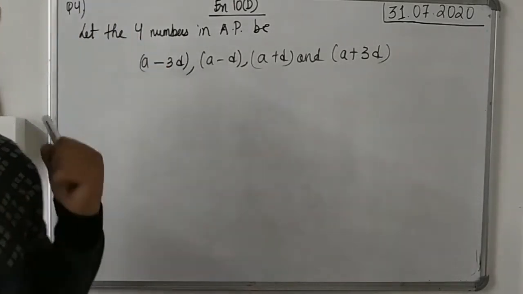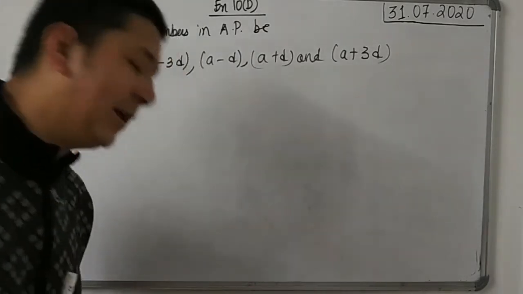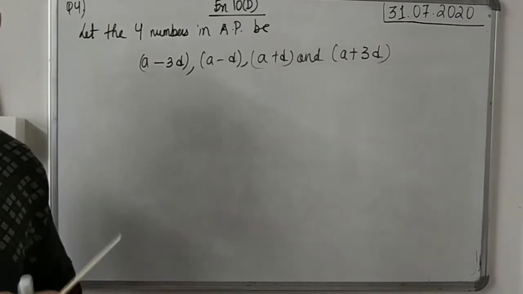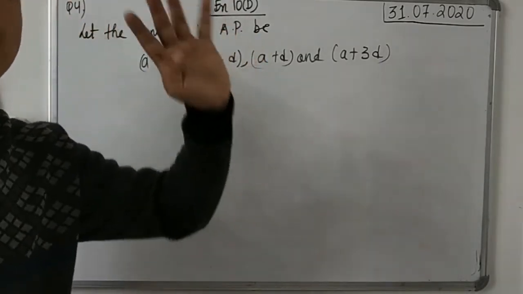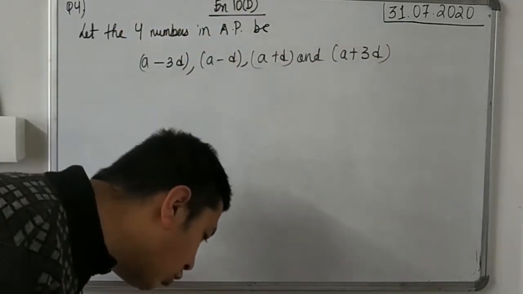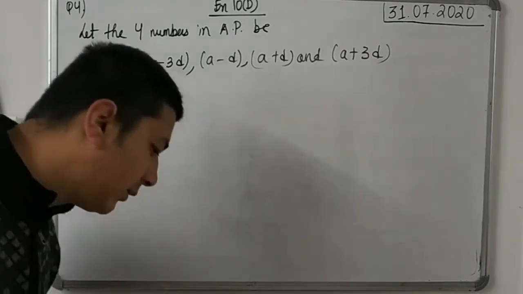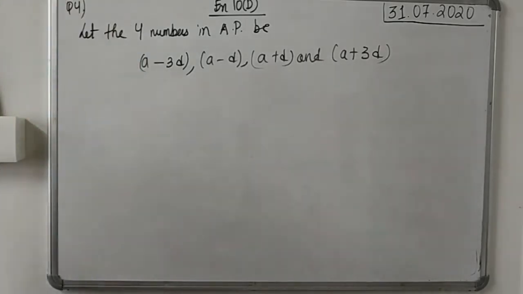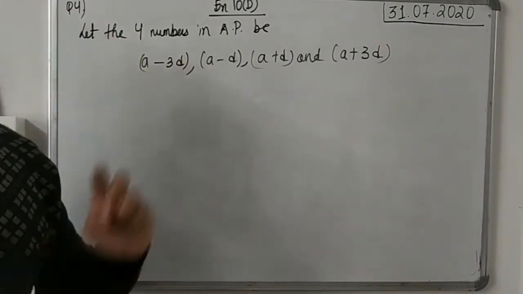The question says divide 96 into 4 parts which are in AP. We have to divide 96 into 4 parts in AP in such a way that the ratio of the product of the means to the product of the extremes is 15:7. So that is the second part. The first part is divide 96 into 4 parts which are in AP.